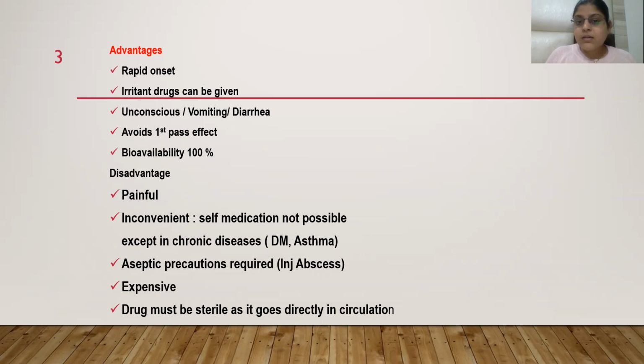In asthma, there are various metered dose inhalers, or there can be intravenous or intramuscular injection. Aseptic precautions are required because an intramuscular injection can lead to abscess formation. So aseptic precautions are required, meaning sepsis should not be there; the risk of infection should be avoided.